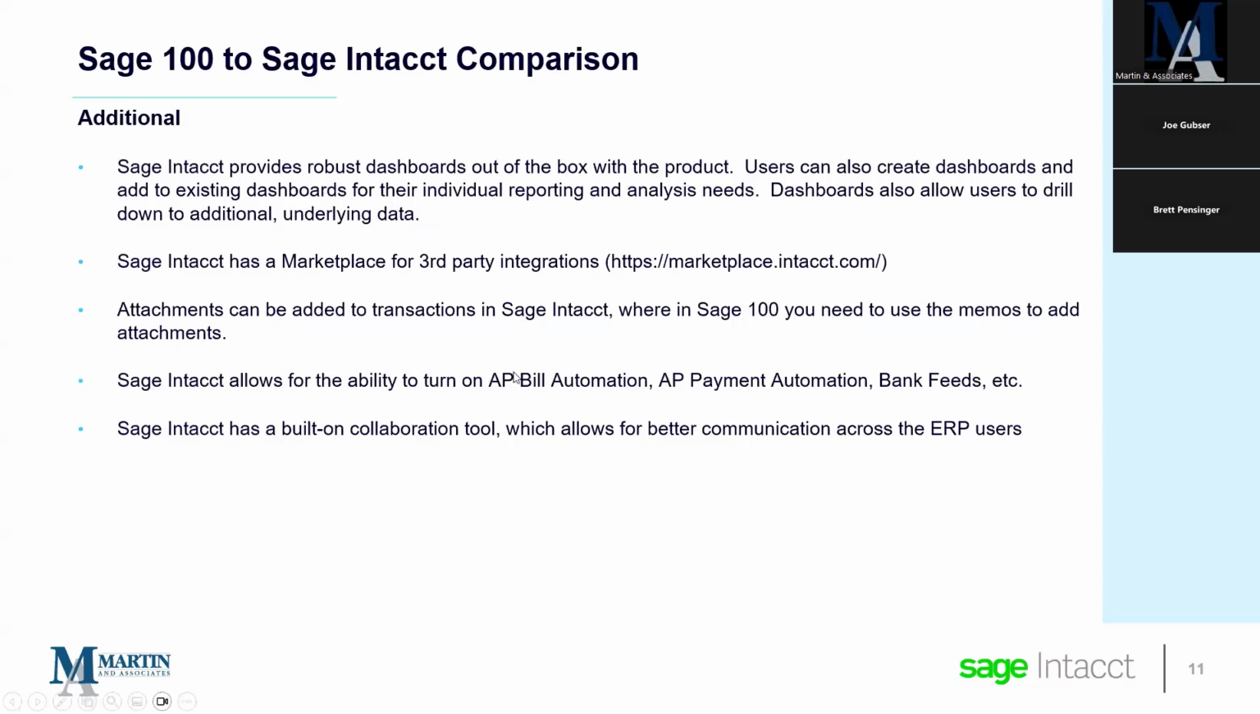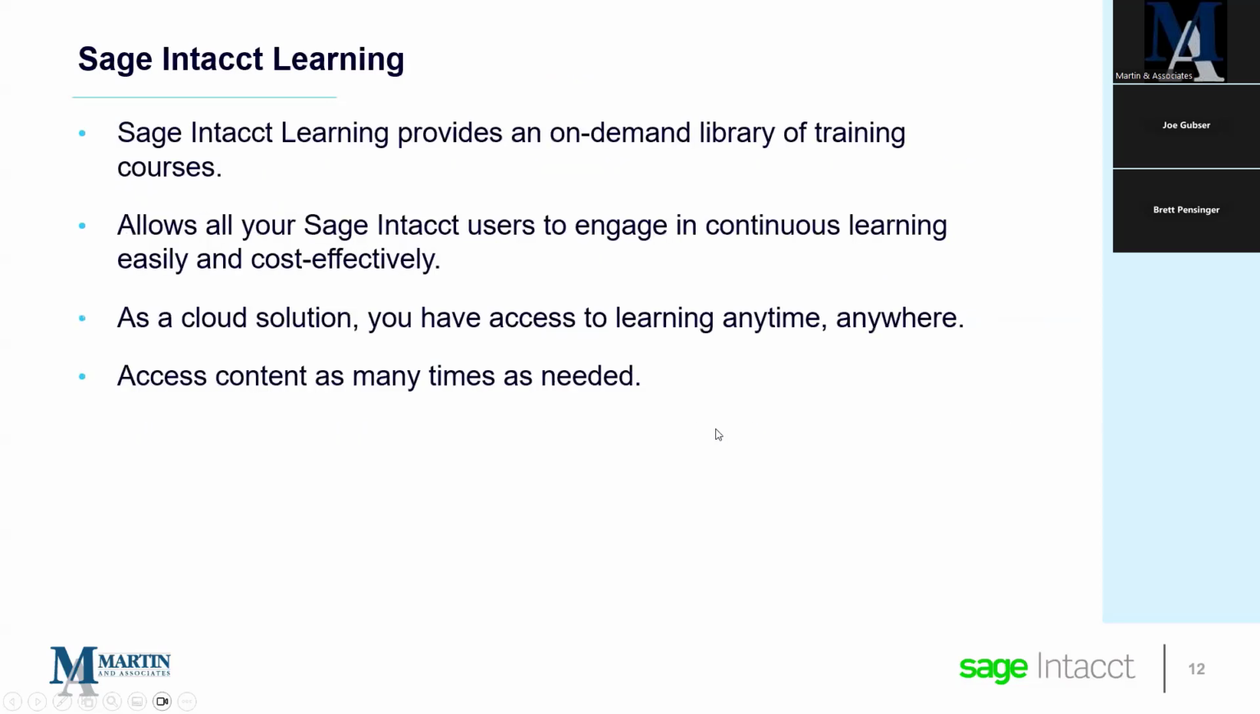Intacct allows for the ability to do AP automation, AP payment automation, automatic bank feeds, AR automation. And there's a Collaborate tool we're going to see that helps in your communication inside of the product, inside of Sage 100 for your ERP users.